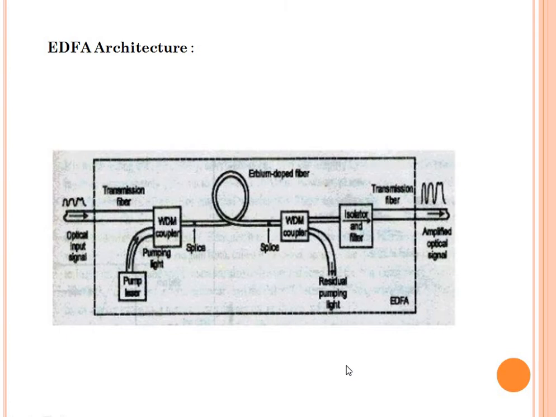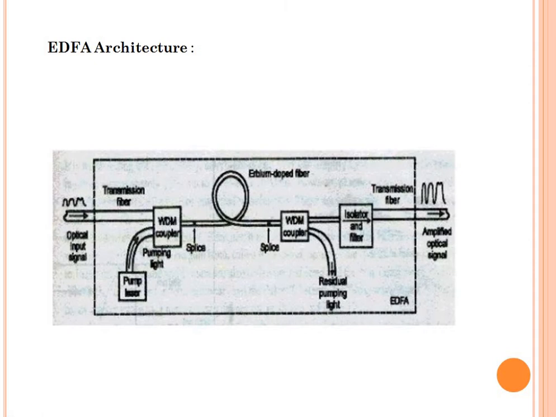Next, coming to the EDFA architecture, an optical fiber amplifier consists of, as I already told you, a doped fiber. Here it is erbium doped fiber, one or more pump lasers, a passive wavelength coupler, optical isolators and tap couplers.